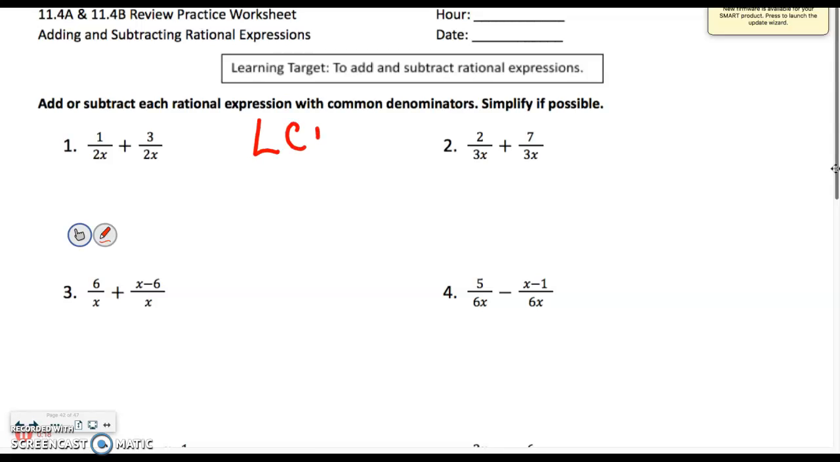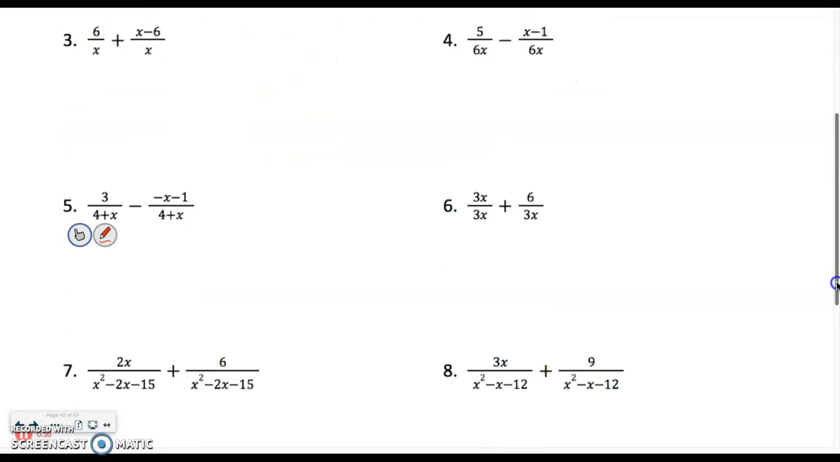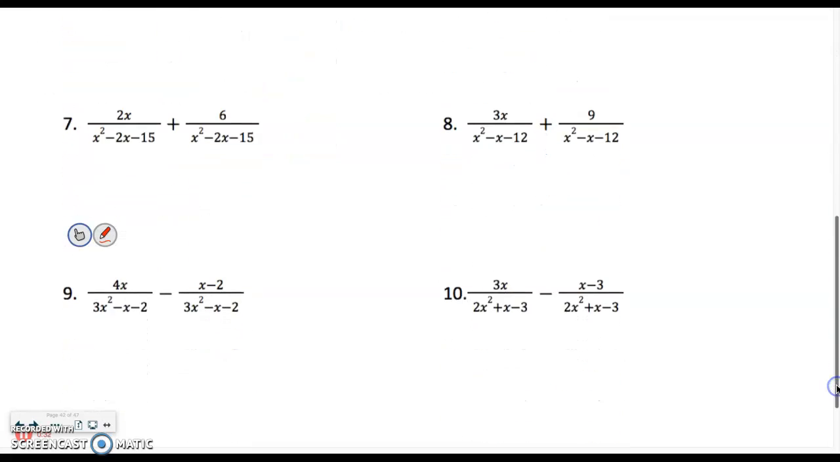This is all about getting the least common denominator. If they already have one, it's a piece of cake. So this whole first page, they already have a common denominator. So let's go to one of the harder ones. But this whole first page, the bottoms are the same. This is the same as this, which makes it really nice.